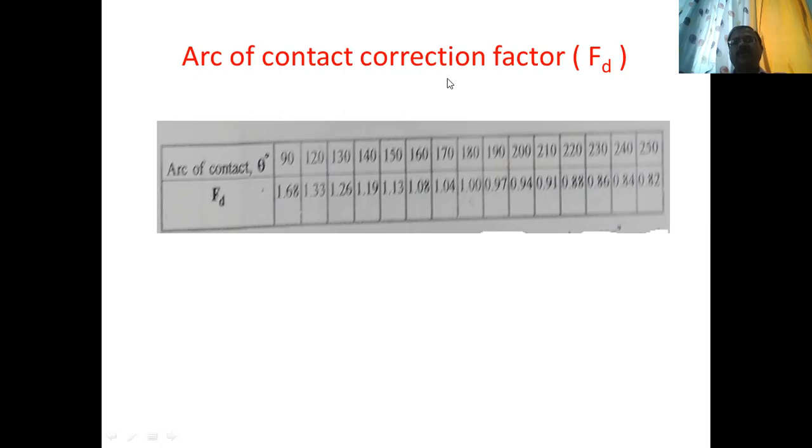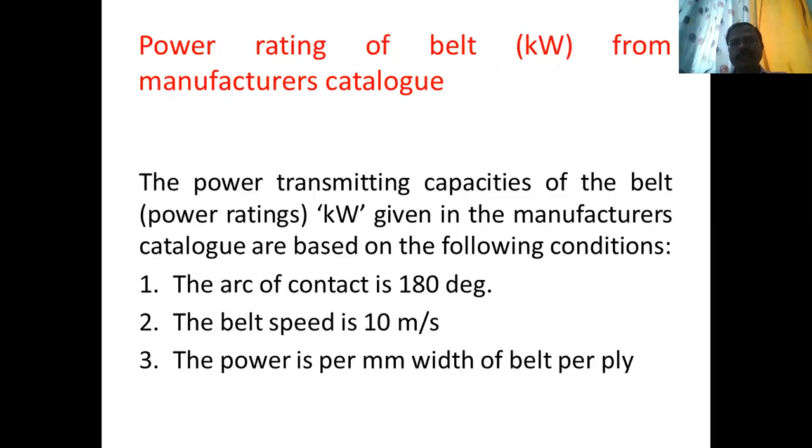After calculating the value of arc of contact correction factor, we have to select the power rating of belt in kilowatt from the manufacturer's catalog. This power rating in kilowatt will be per mm width of belt per ply for 180 degree angle of contact and for the belt speed of 10 meter per second. This value we can get directly from the manufacturer's catalog.